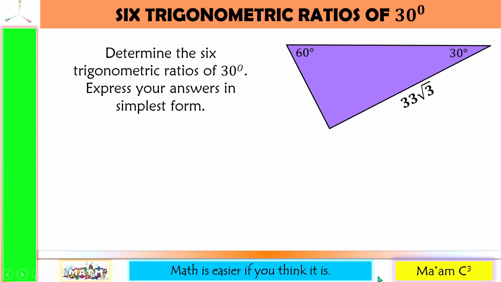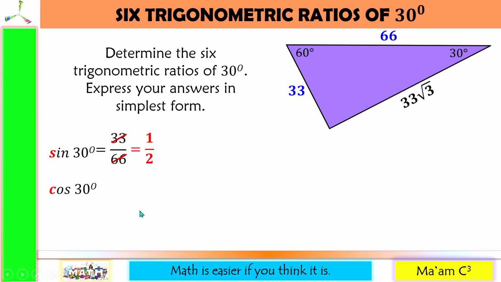Let's have another example. This time, the side given is the one opposite 60 degrees, meaning this is the longer leg. If this is the longer leg, to solve for the shorter leg, simply remove the square root of 3. So this will be 33. Now, for the hypotenuse, the one opposite 90 degrees, multiply this by 2. 33 times 2 is 66. Let's start. Sine 30 degrees. Here is 30 degrees, opposite 33 over hypotenuse 66. Simplify. This is equal to 1/2.